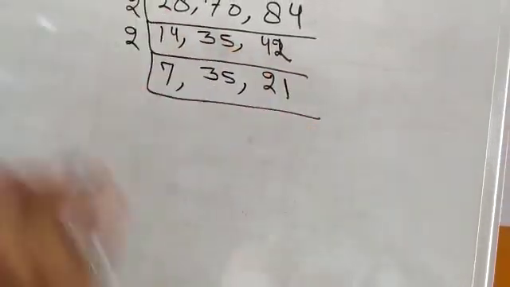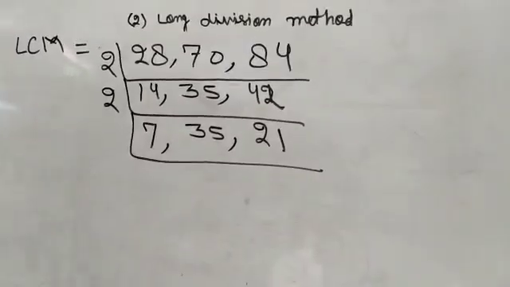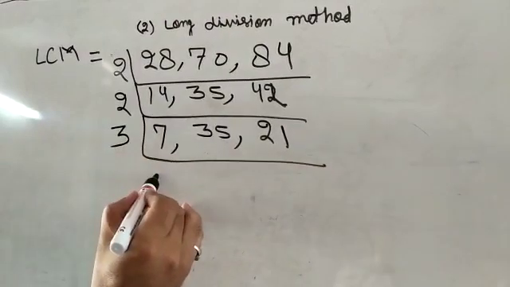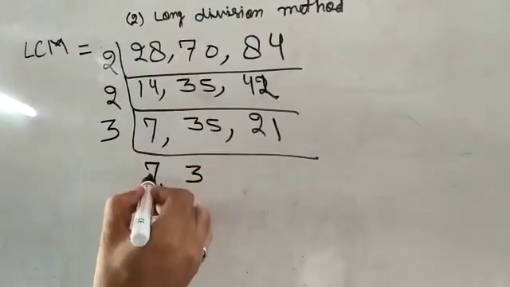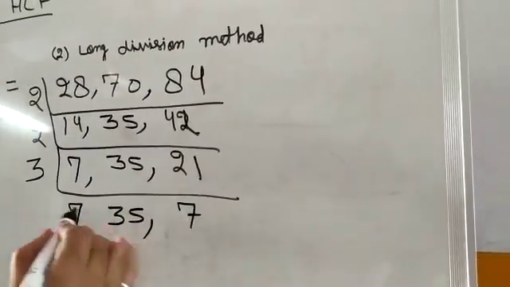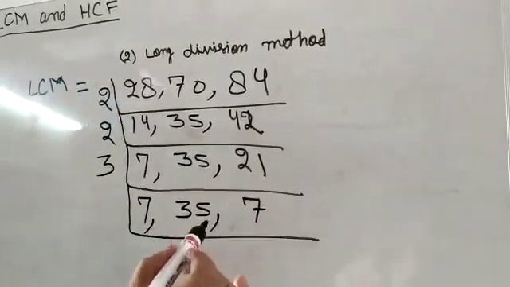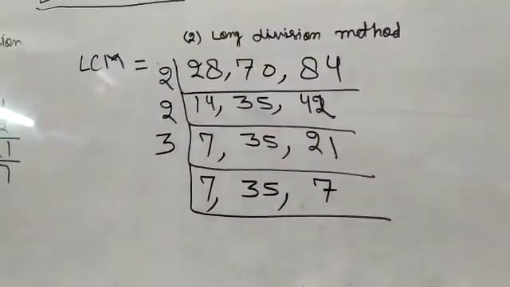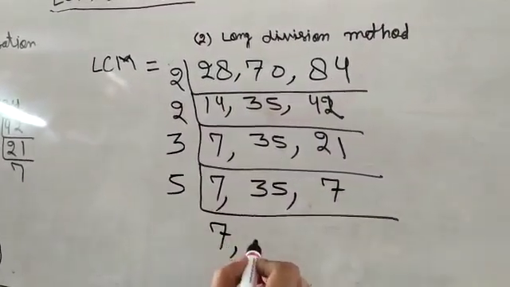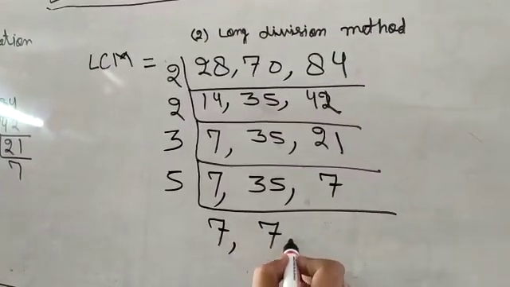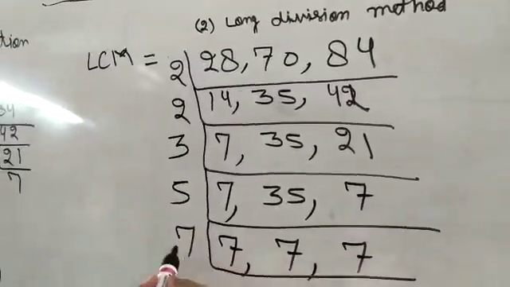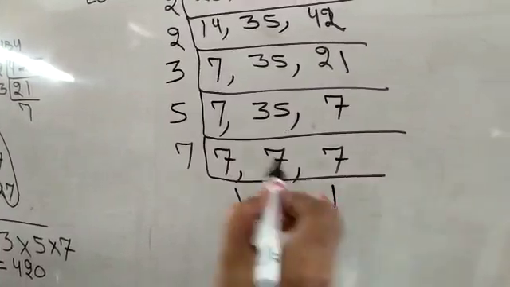Now none of the numbers is divisible by 2, so we will check by 3. This 21 is divisible by 3, so we will divide it by 3. 7 is not divisible, so we will write it as it is. 35 is not divisible, so we will write it as it is. 3 7s are 21. Now after 3, it is not divisible, so we will check by the next prime number, that is 5. 7 is not divisible, so we will write it as it is. 5 7s are 35, and 7 is again not divisible, so we will write it as it is. Now we will divide by 7. 7 1s are 7, 7 1s are 7, 7 1s are 7.